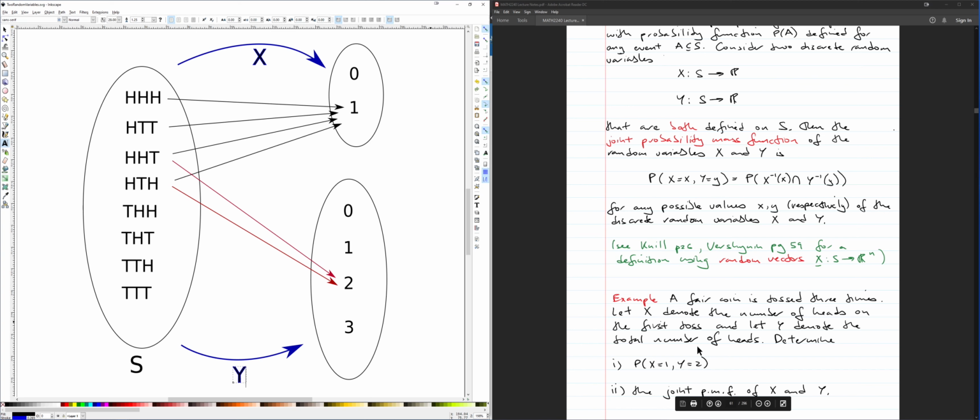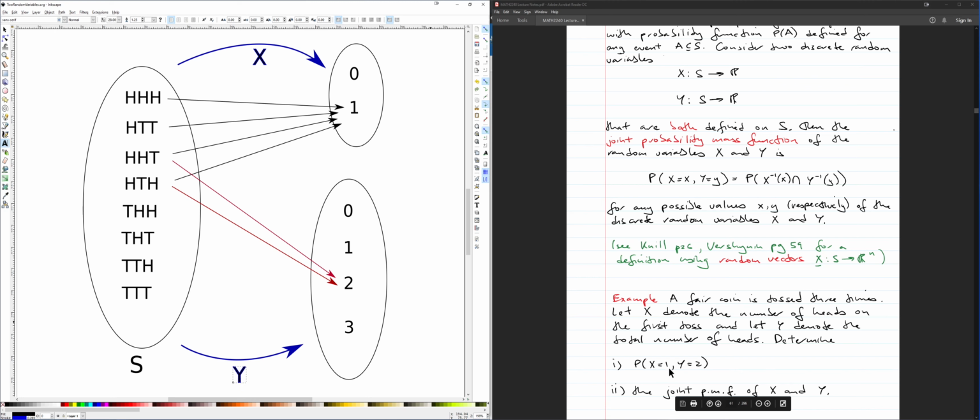Now what we want to do is determine this, we want to calculate this: the probability that random variable x is equal to 1 and the probability that random variable y is equal to 2. So what you're doing here is calculating a value of a probability mass function.